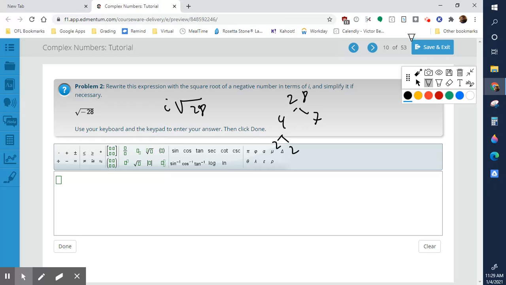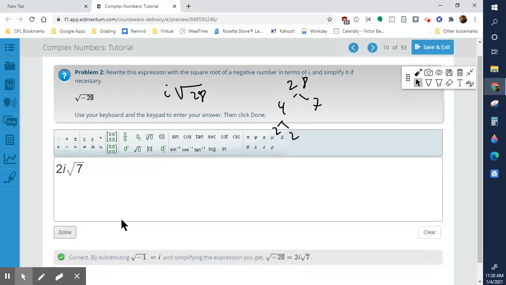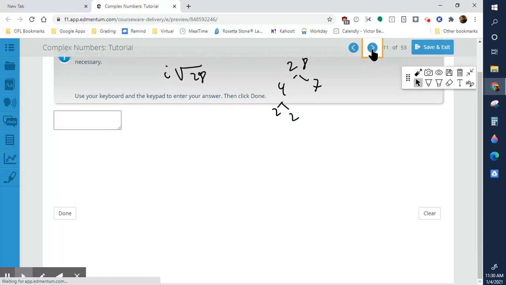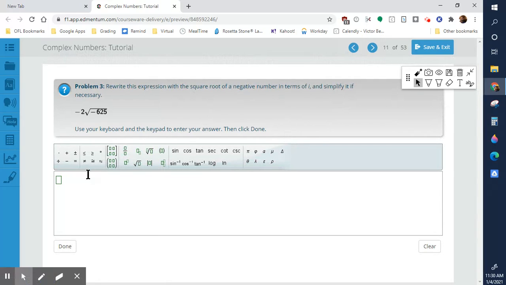So this factors into 2i. Because we have a group of 2's, we're going to cross out the 4 and the 28. I just did it. I'm sorry. And we're going to take the square root of 7, since 7 did not have a couple to go with. Perfect. All right. One of the few times that Edmentum and I get along.